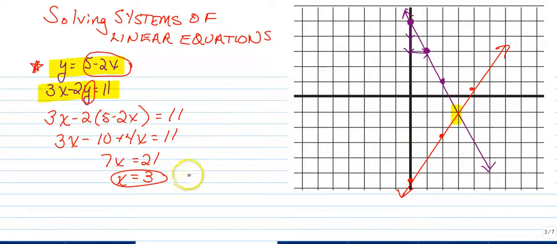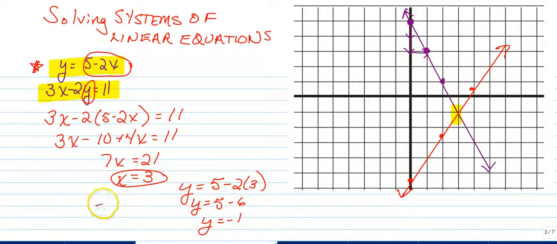Well, I'll just stick with the first equation. y equals 5 minus 2x. y equals 5 minus 2 times, replace x with 3. y equals 5 minus 6. And y equals negative 1. Well, how about that? We got the same answer we got when we graphed it. So I think that method probably would be a little faster in this case instead of graphing.